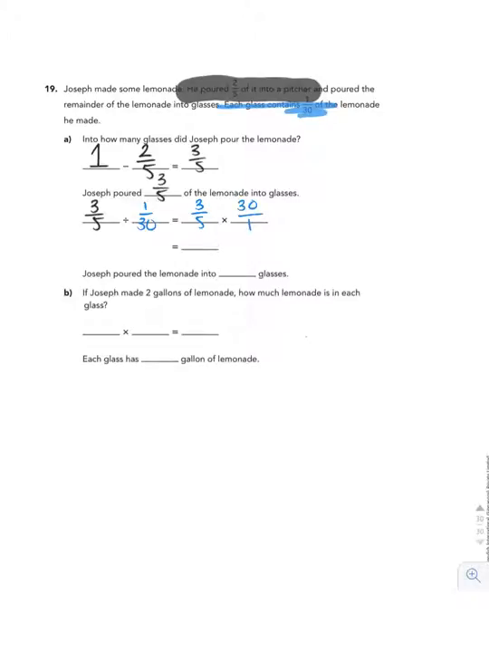30/1. Right away I'm looking at this. This can be simplified. So our 5 becomes a 1 and our 30 becomes a 6. So now I have 3 times 6, which gives me 18. So Joseph poured the lemonade into 18 glasses.